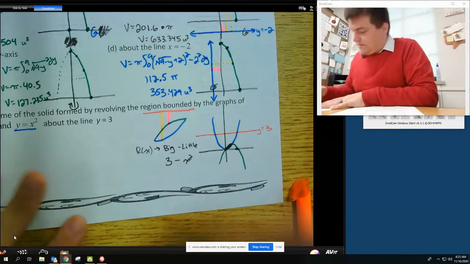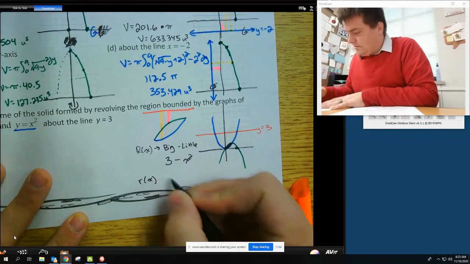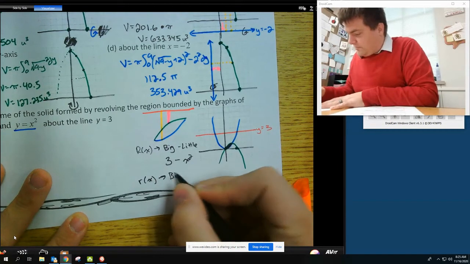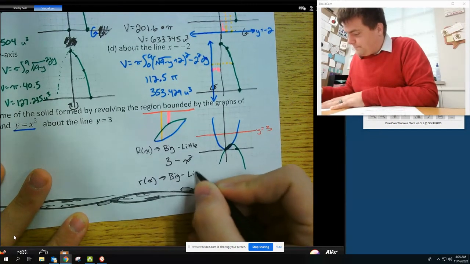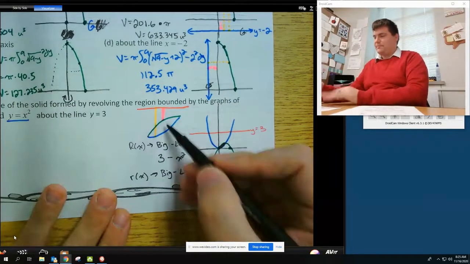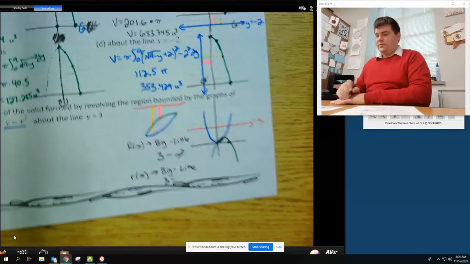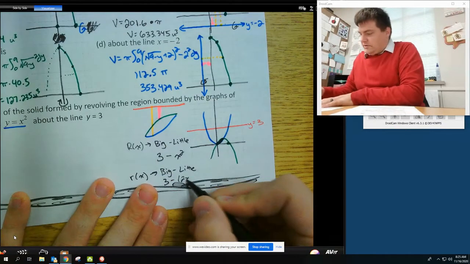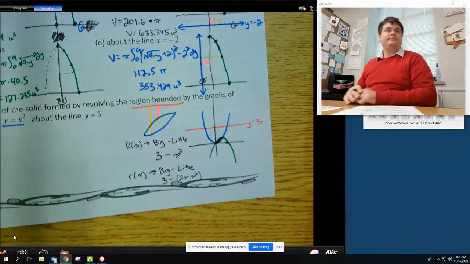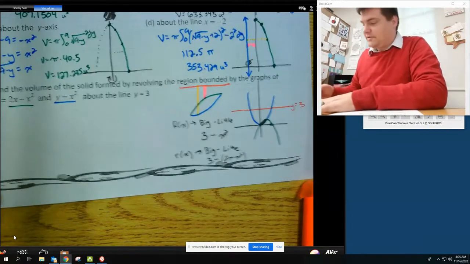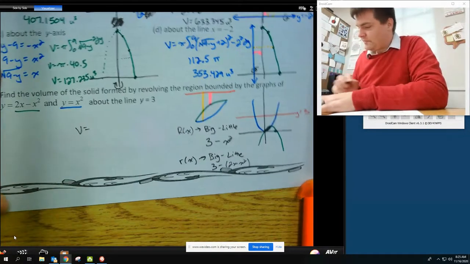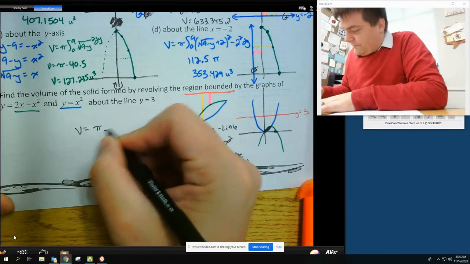For my little r of x, that's my pink one. Still big minus little. What's big for my pink partition? Red is 3, minus green. What is green? Just 2x minus x squared. Okay, so now we can use all this information to find this volume of pi from something to something.